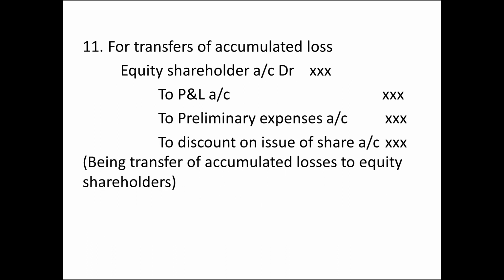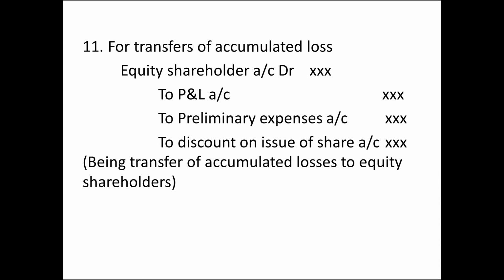There will also be accumulated losses. These accumulated losses will be present on the asset side of the balance sheet, so they should also be transferred to equity shareholders. Then what will be the entry? Equity shareholders account debit to profit and loss account, to preliminary expenses, to discount on issue of shares, right? These three items will be present on the asset side of the balance sheet. These three things should also be transferred to equity shareholders. These three are commonly called accumulated losses.